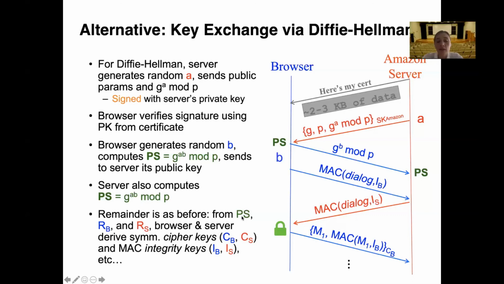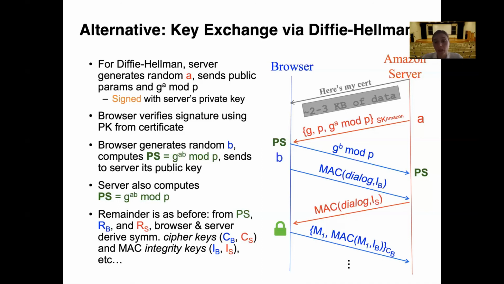So imagine you take a pseudorandom number generator and you seed it with PS, RB, and RS. That's one string. You seed it with that, and it outputs a long string of random bits. The first piece is CB, the next piece is CS, the next one is IB, and the next one is IS. So there are 4 different keys, and each one of these 2 parties has all 4 of them.